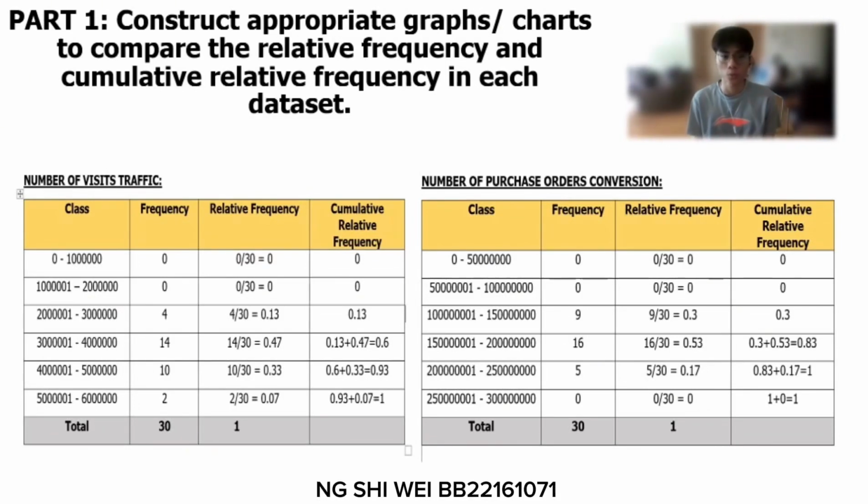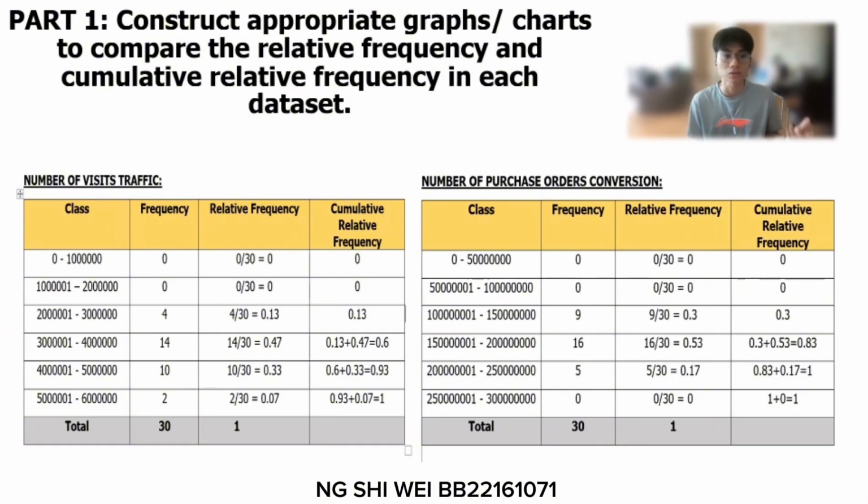I'm from Session 2. Today, I would like to present part 1, which is to construct an appropriate graph or chart to compare the relative frequency and cumulative relative frequency in each dataset. Before we proceed to this part, we must find the relative frequencies first by dividing the dataset into a certain ratio of classes and finding its frequencies.